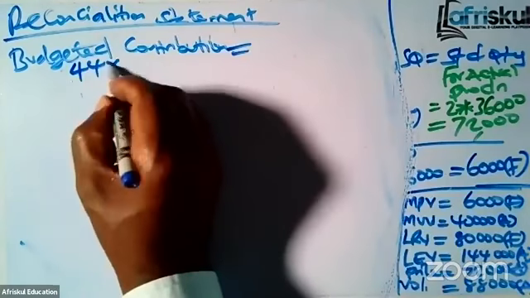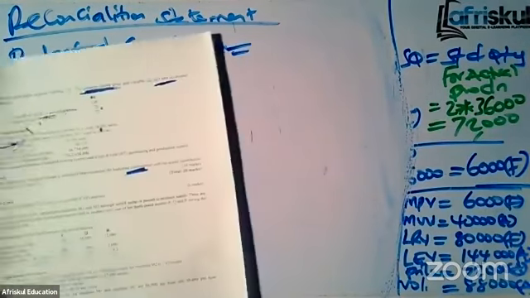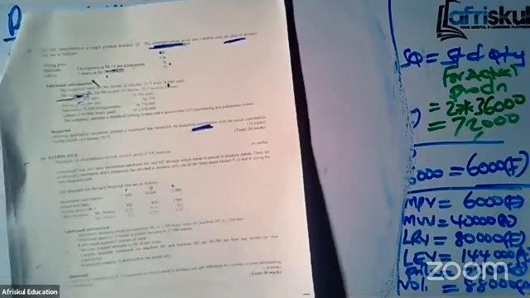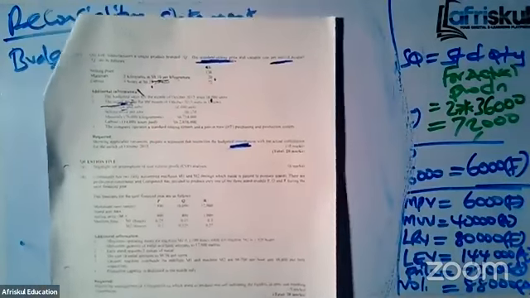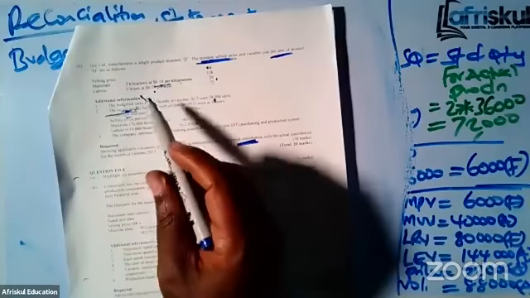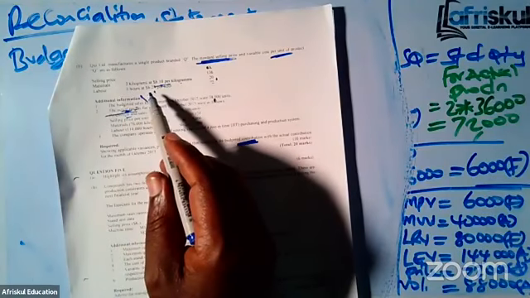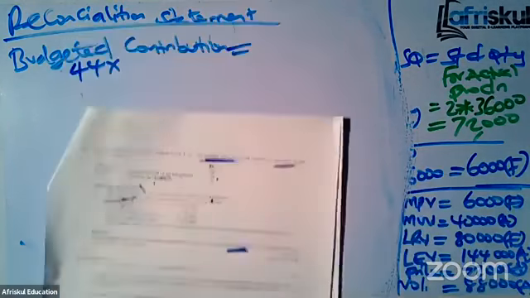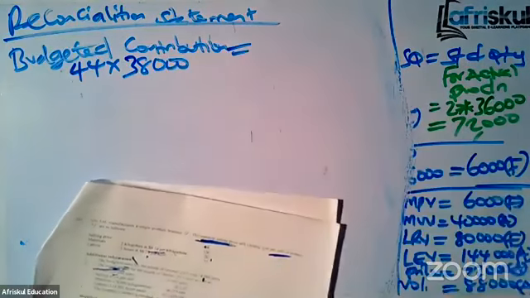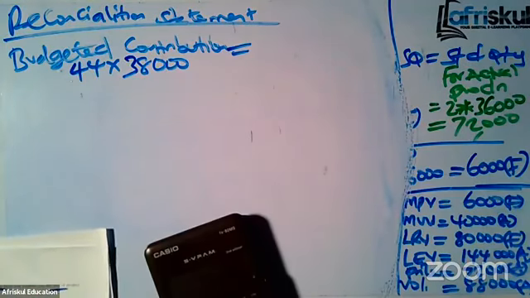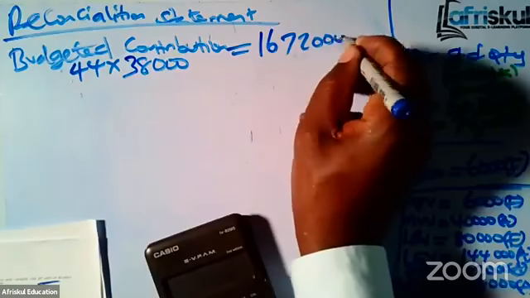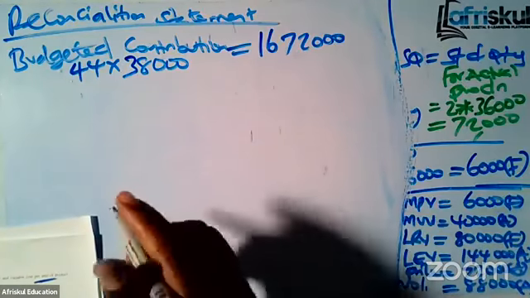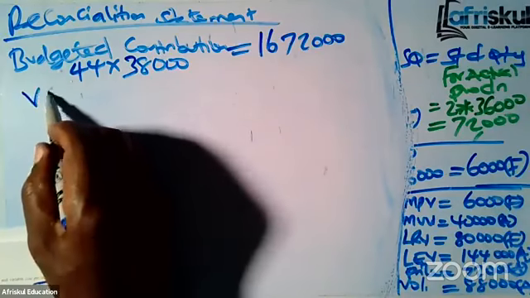Budgeted contribution, remember, is the standard contribution that we got, 44, times the number of units we were budgeting to produce. The budgeted sales was 38,000. So this one here times 38,000. Please give us a figure. 44 times 38,000 will end up giving us 1,672,000. And then in between, we have variances.